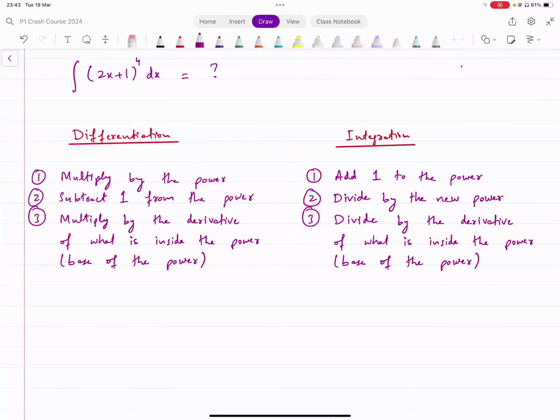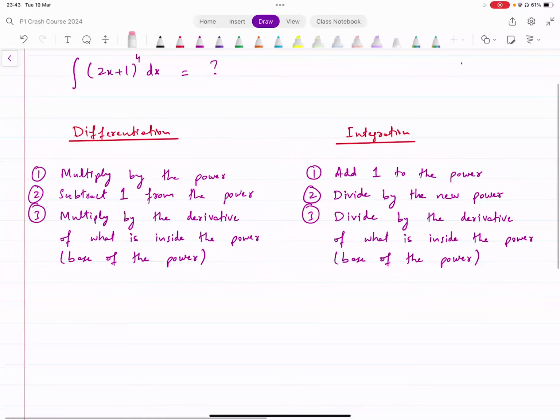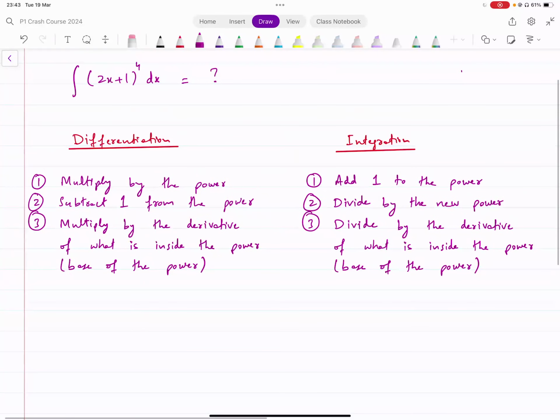So we could write it like this as well. We could say add 1 to the power, divide by the new power. These were the 2 steps that we used to follow earlier. Now we just have one additional thing, and that's divide by the derivative of what is inside the power.